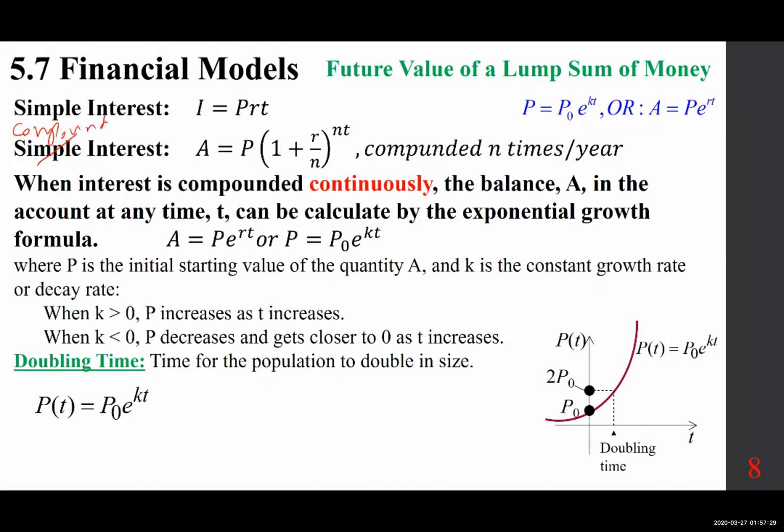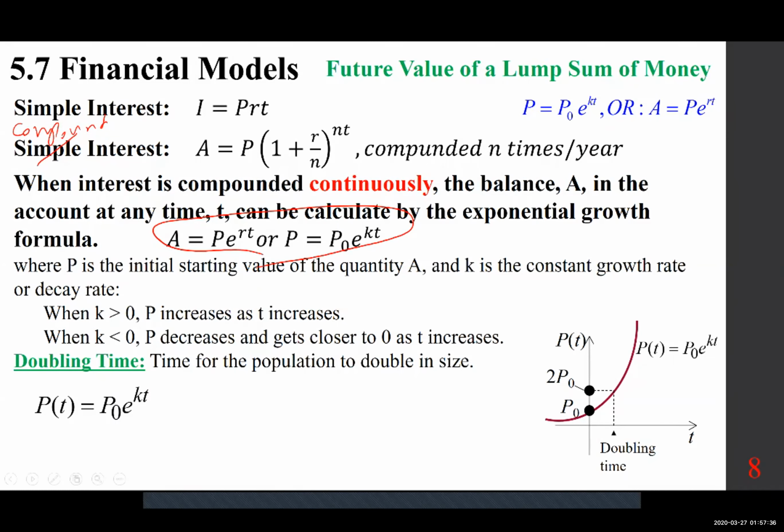Now, what I want to explain here is that, depending on the text that you're using, they may use different formulas. If you look at the first one, class, A equals P e to the power of RT. The second one, P equals P sub 0 e to the power of KT. K is the same as R. In this case, P sub 0 is the same as P and the same as A. The reason I mention it, it really depends on the text.